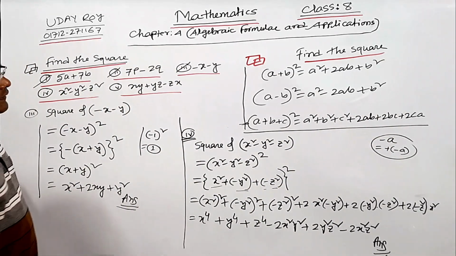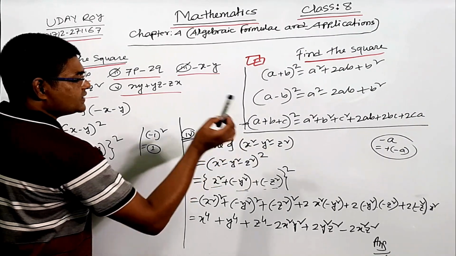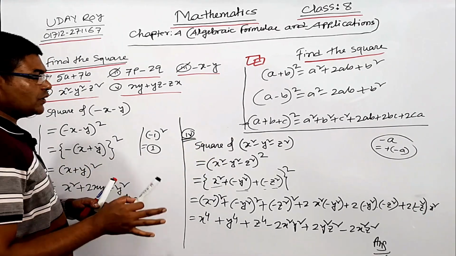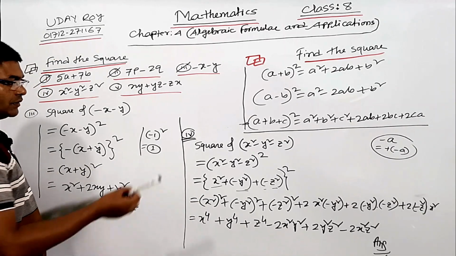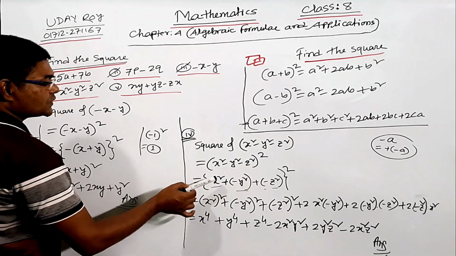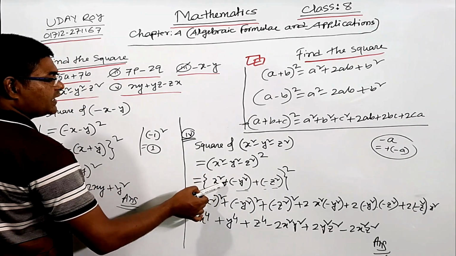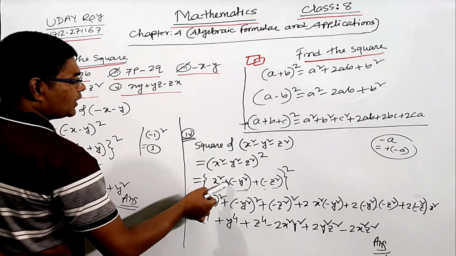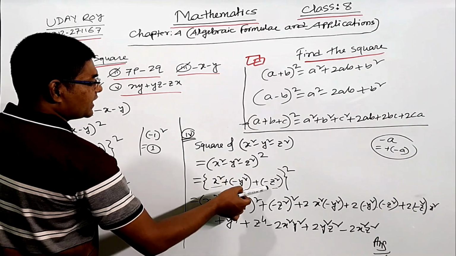So we will get the square of x square minus y square plus z square. In this maths we can do the maths in two methods. I am doing the first method, then we will do the second method. So here is x square minus y square minus z square whole square. I have taken plus here because your formula is plus.